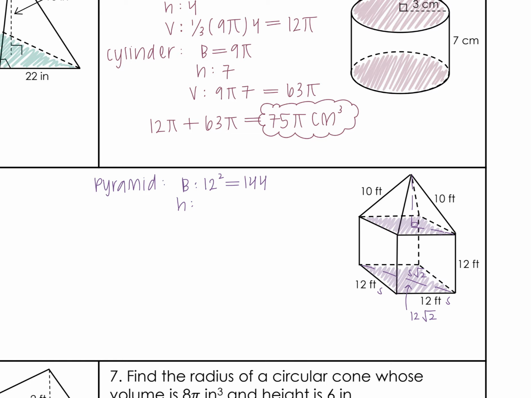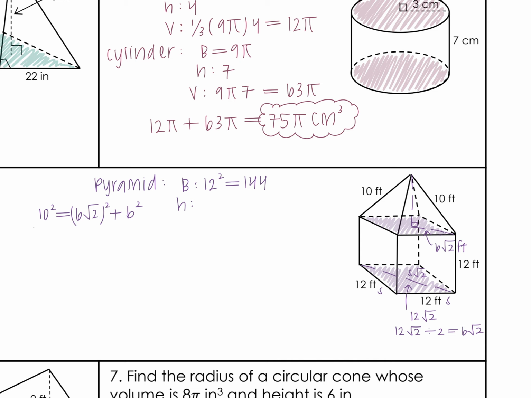Okay, but we are only going to use half of that, and so we will take that 12 root 2 and divide by 2 to get 6 root 2 for what we will use in our Pythagorean theorem. All right, so let's do our Pythagorean theorem. I'm going to just do it over here. We will have our 10 squared is equal to our 6 root 2 squared plus our b squared.